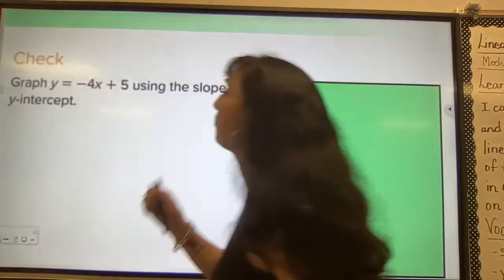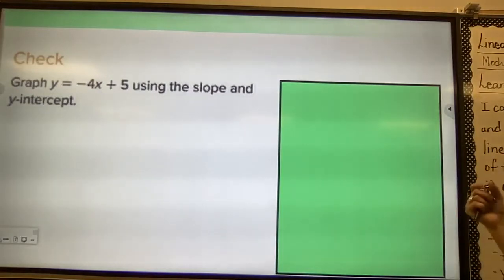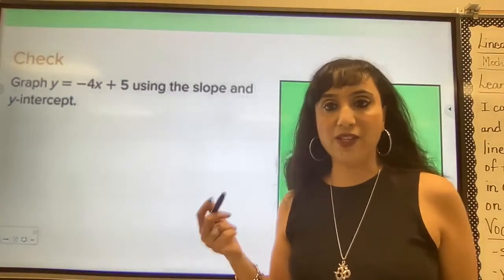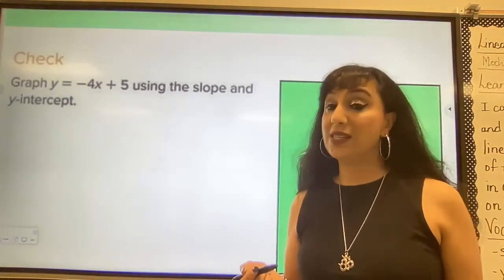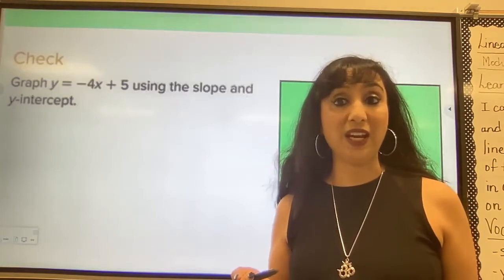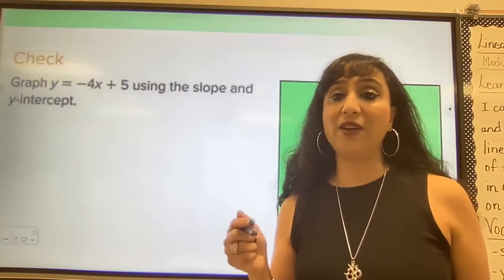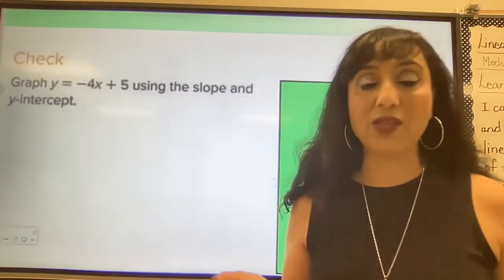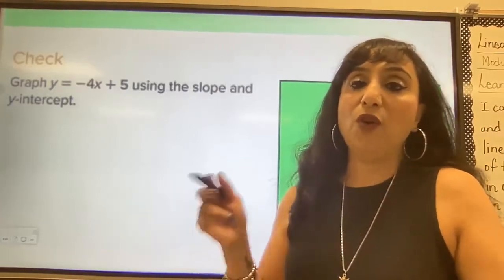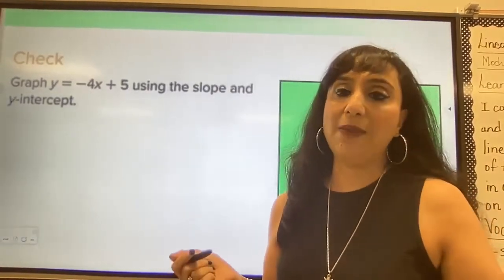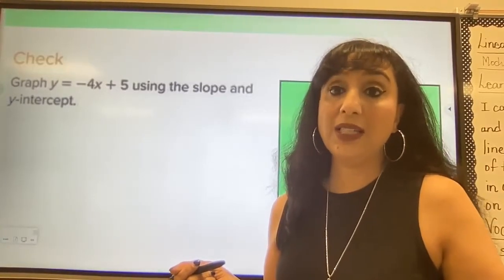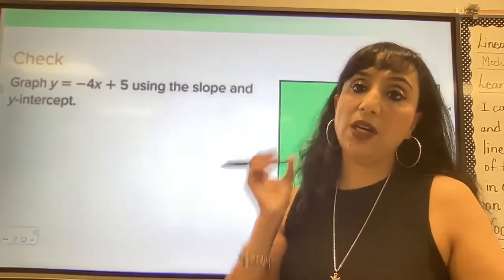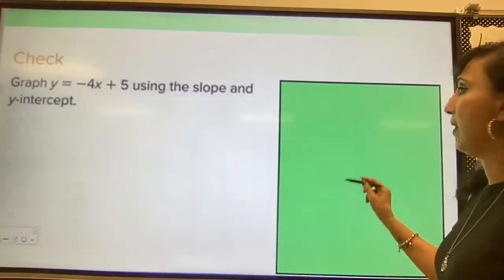Let's look at this one. So graph y is equal to negative 4x plus 5. So the first thing is identifying the slope and the y-intercept. And what is the slope in this case? It is going to be negative 4. So rise is negative 4 over run, which is going to be 1. Okay, so rise over run, so we have negative 4 over 1. And then your y-intercept is going to be 5. The line is going to cut where it is 0, 5, which is the ordered pair on the vertical axis.